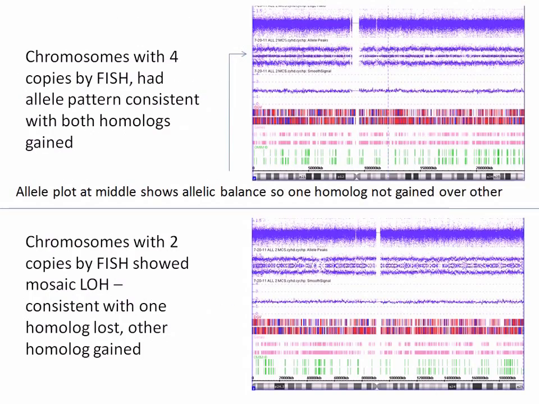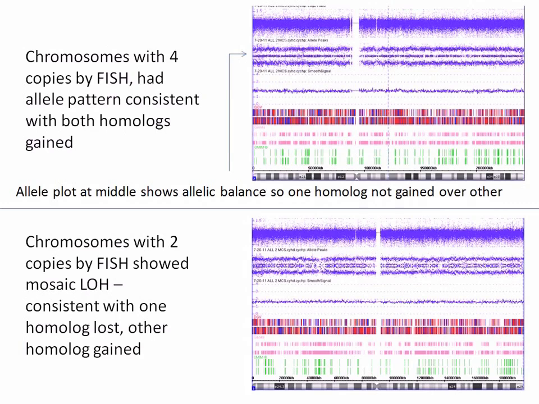Chromosomes that had 4 copies by FISH in the abnormal population had allelic balance. You can see there in that SNP track that we're getting our A minus B equals 0. So if I've got 4 copies, but A minus B equals 0, it means I have 2 copies of each homolog. So I have gained each homolog, not just one homolog twice. And then chromosomes that had 2 copies by FISH showed mosaic LOH.